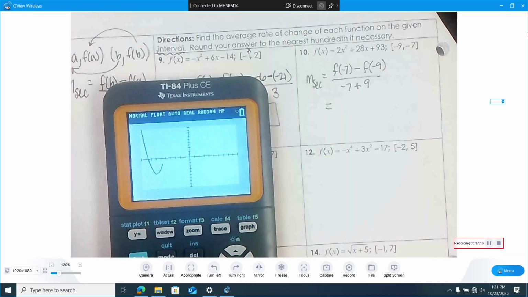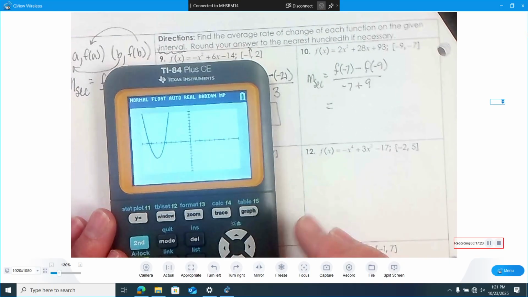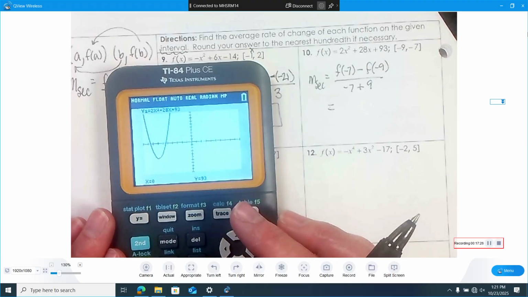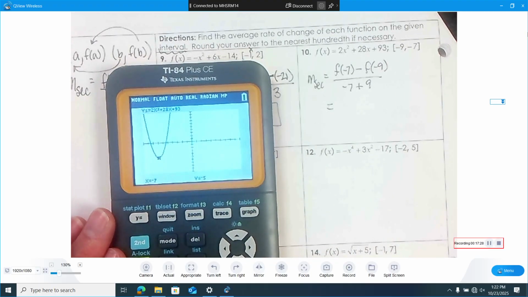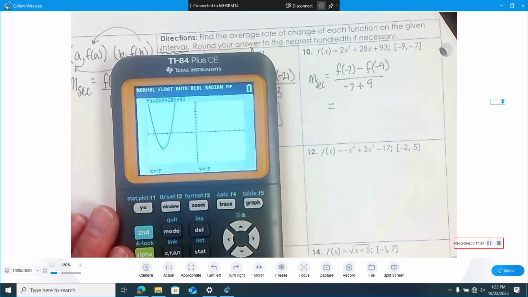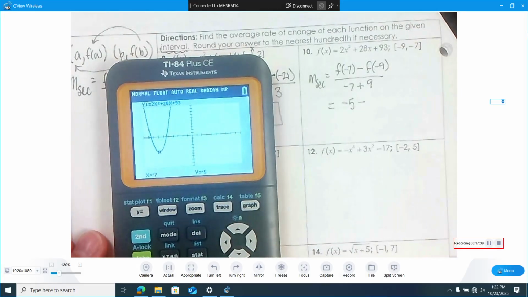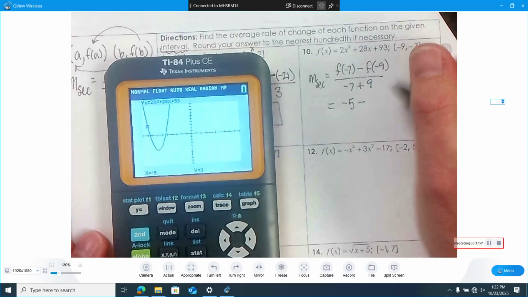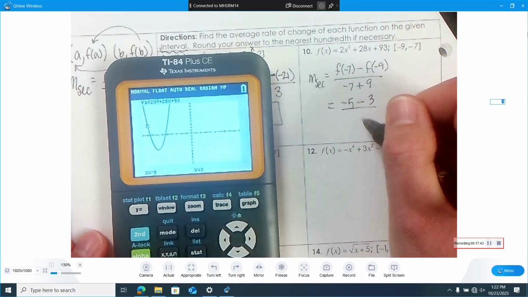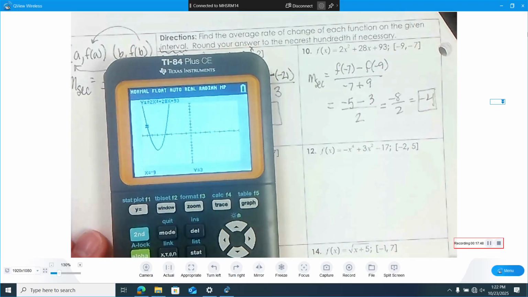So we can also just graph it, and I think you can just type in negative 7. Oh no, you can't. You have to go to trace. Can you do it if you hit trace? Yes. So if you hit trace, then you can just type in x values. Negative 7 gives us an output of negative 5, and negative 9 gives us an output of 3. So that's negative 8 over 2, which is negative 4. That's pretty fast. I like that best, I think.